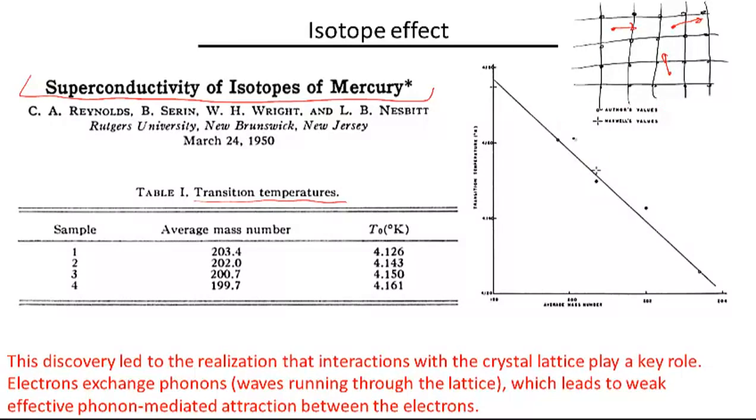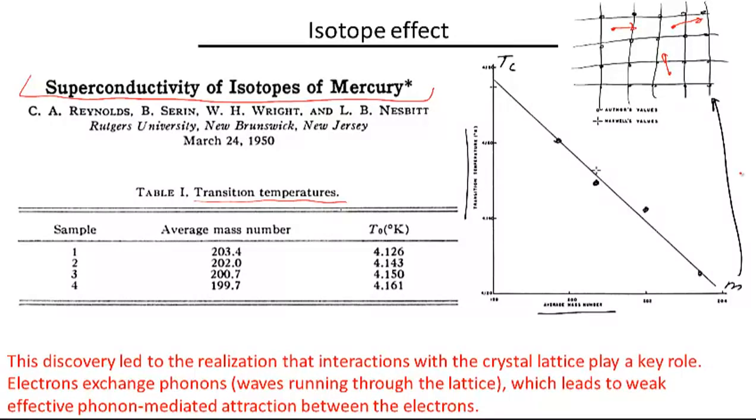Here maybe it's hard to see, but there are a few points. This says average mass number, and this says transition temperature. So this is basically, let me write it, Tc, and this is the mass of these ions on lattice sites. Okay, and this was a very clear-cut trend, and it was a smoking gun that superconductivity had something to do with interactions between the electrons and the crystal lattice.